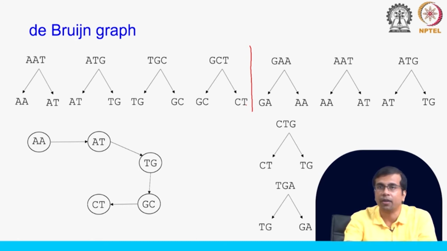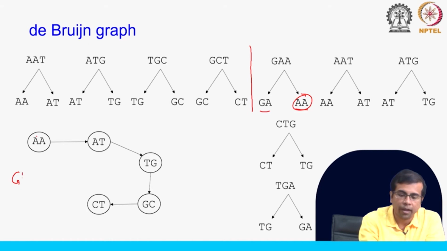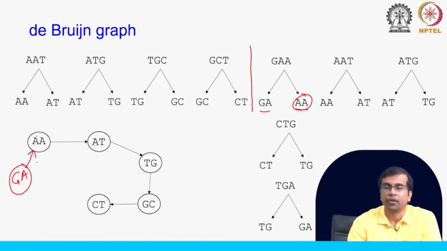So, now I change the order, intentionally. What you see is that now we have this GAA, and we have this GA and then AA. So, here we see the AA node actually exists in the network, but the GA node does not exist. Okay. So, what we have to do is define this GA node and then add this direction.